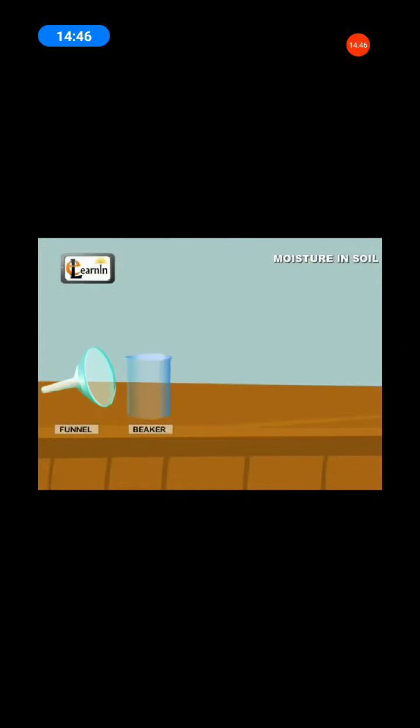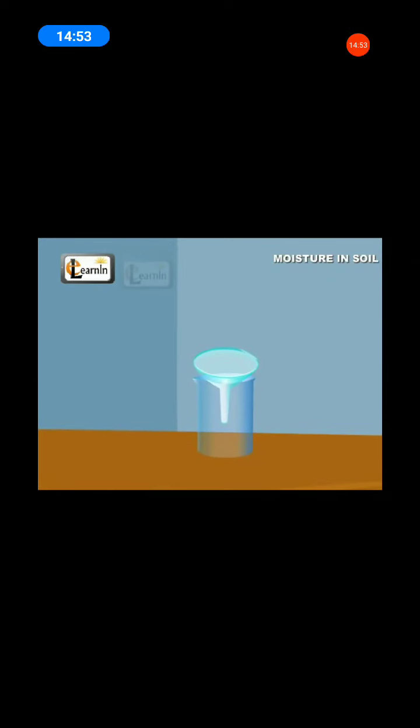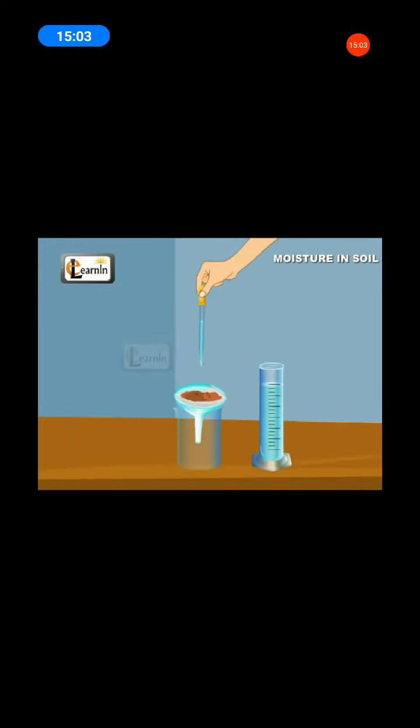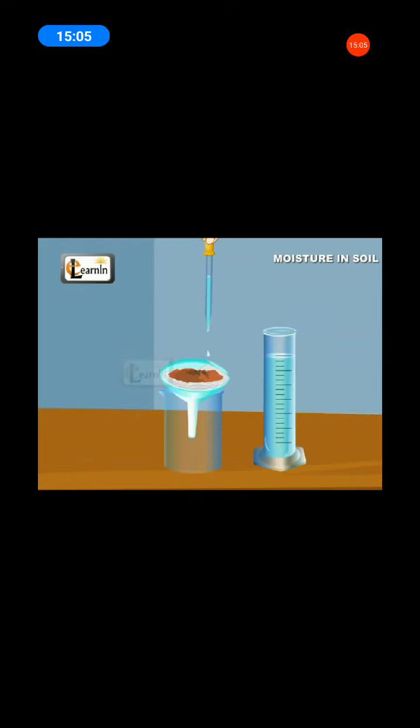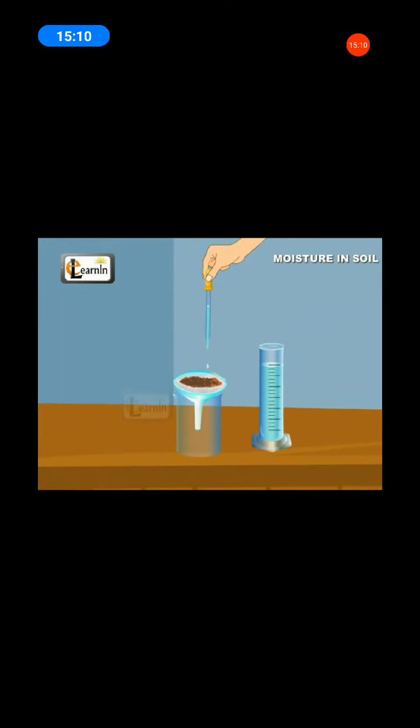For this experiment, we need a funnel, a beaker, filter paper, soil samples, and a dropper. Take a funnel and place it on a beaker. Fold a filter paper and fill it with 50 grams of soil and place it in the funnel. Measure a certain amount of water using a measuring cylinder. Now pour this water all over the soil using a dropper. Keep pouring till the water begins to drip from the funnel.